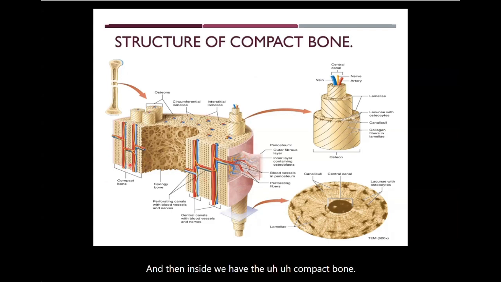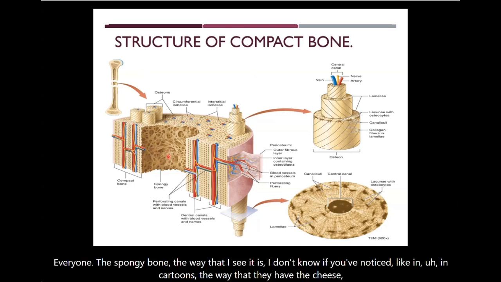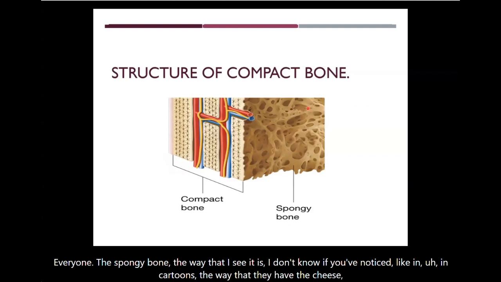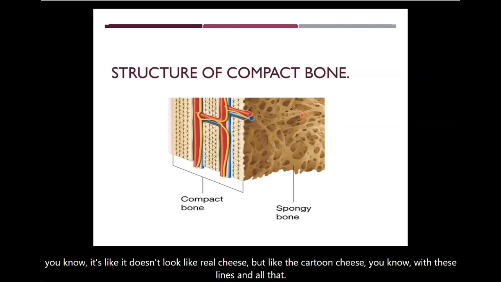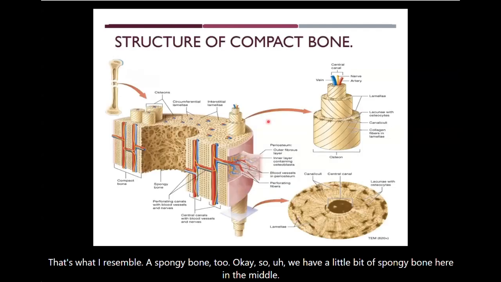So this is the periosteum, that outside layer. And then inside we have the compact bone, and then we have the endosteum. And we have a little bit of spongy bone, which we're gonna talk about soon. Everyone, the way that I see spongy bone is like the cartoon cheese, with these lines and all that. That's what I resemble spongy bone to. So we have a little bit of spongy bone here in the middle.